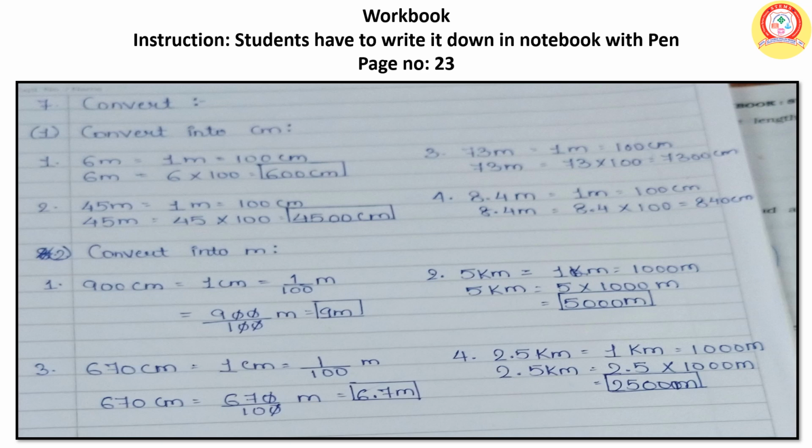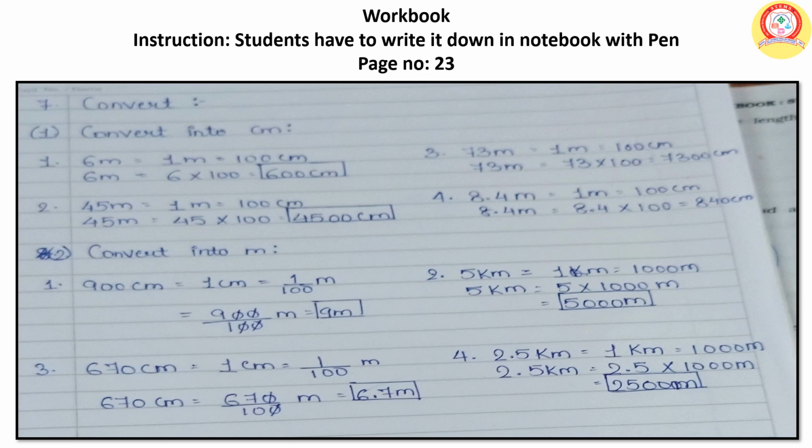Now the fourth sum is 8.4 meter. When 1 meter is equal to 100 centimeter, then 8.4 meter is equal to how much? So for that, 8.4 multiplied by 100, you will get 840 centimeter. Now children, when you have to convert centimeter to meter, we will go for division.